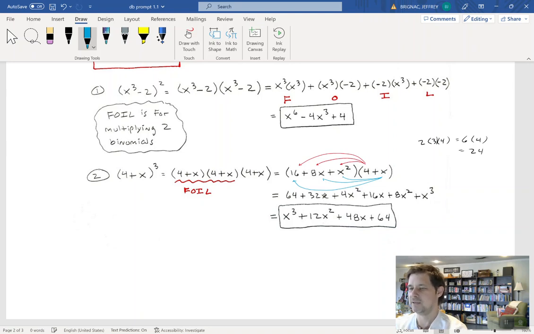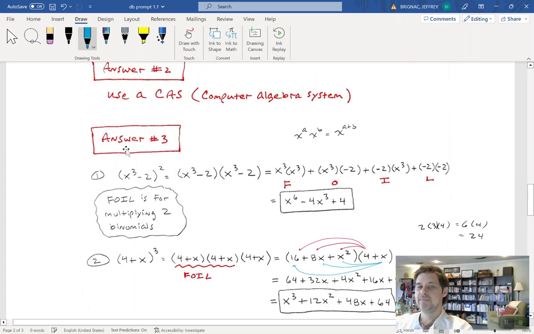Here I've got 32 x's, and there I've got 16 x's. Well, how many x's do you have all together? Oh, so 32 here, 16, that's 48 x's, and then 64. So that's called adding like terms, okay? All right, so those are my 3 answers.